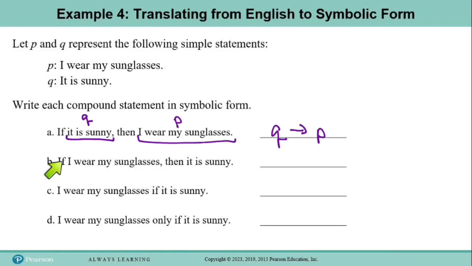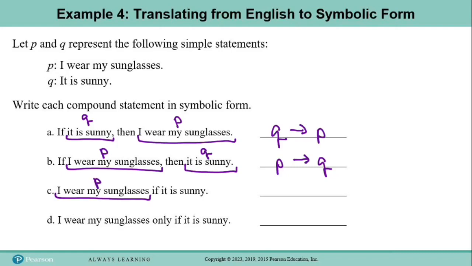And then part B, if I wear my sunglasses, then it is sunny. So I wear my sunglasses is statement P. It is sunny is statement Q. So in this case we have if P, then Q. And part C, I wear my sunglasses if it is sunny. I wear my sunglasses is statement P. It is sunny is statement Q.